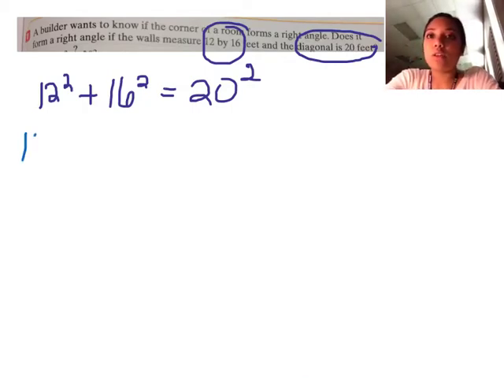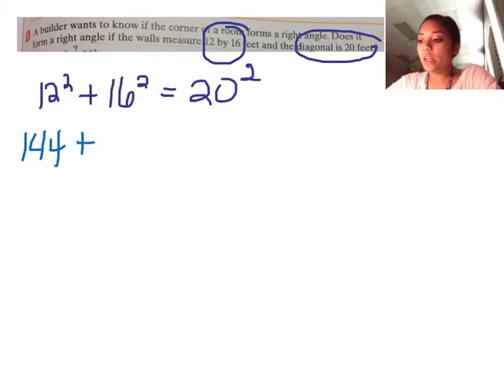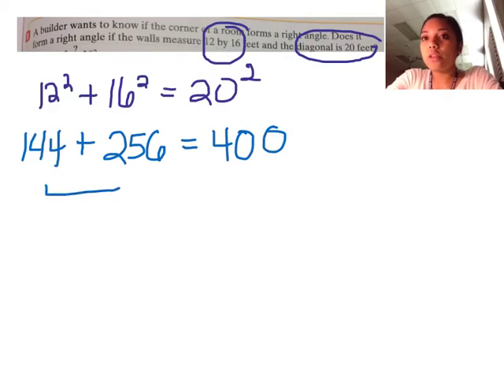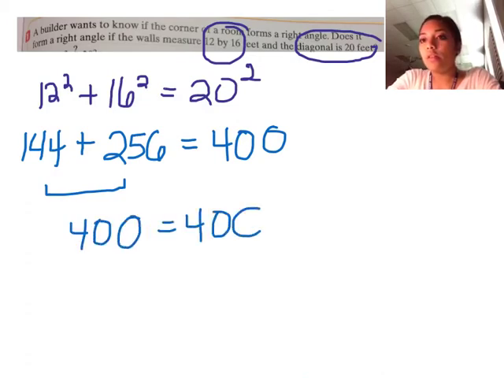So 12 squared is 144, plus 16 squared is 256. 20 squared is 400. Does 144 plus 256 equal 400? Yes. So 400 equals 400. And if it's true, that means yes, it does. So the corner does form a right triangle. I'm just going to go ahead and write true.